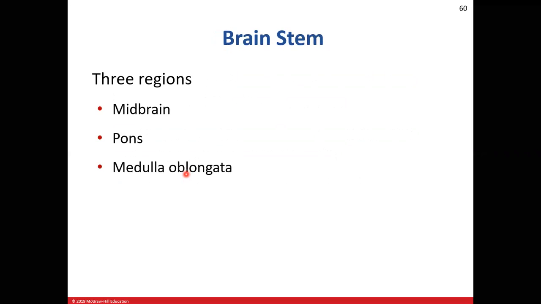So we've now covered, of our secondary brain vesicles, the telencephalon and the diencephalon. We're now left with 3 secondary brain vesicles, and they all help to make up the brainstem and the cerebellum. And the 3 regions of that brainstem are going to be the midbrain, the pons, and the medulla oblongata.